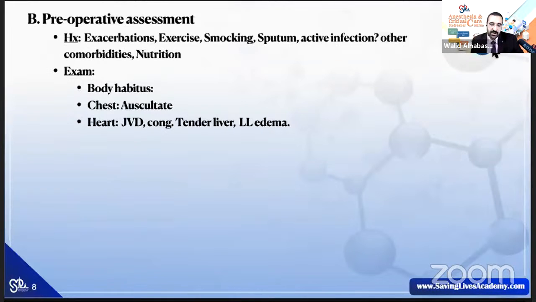Okay, so for the chest examination, you cannot put a patient asleep without examining his chest very well. And when you examine, please do front and back and be very careful with your examination. What you need to auscultate for is bronchospasm.